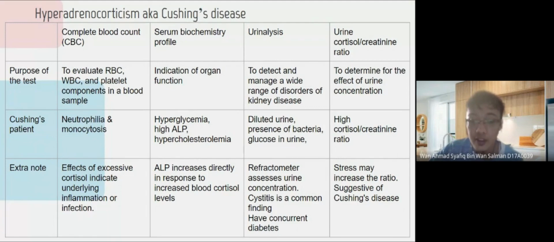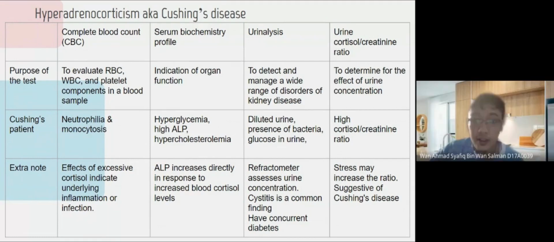The specific changes in the serum biochemistry profile can support the diagnosis of Cushing disease and may give us indication of overall organ function. The typical findings with Cushing disease may include increase in blood glucose or hyperglycemia. A certain liver enzyme like alkaline phosphatase ALP will increase directly in response to increased blood cortisol level. Increase in blood lipid and cholesterol also can be found in Cushing disease.